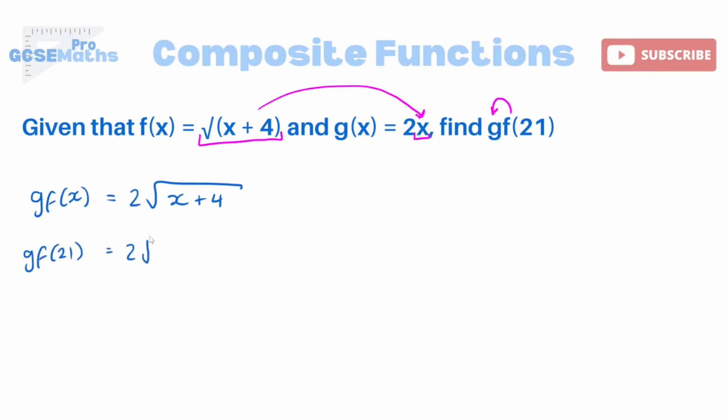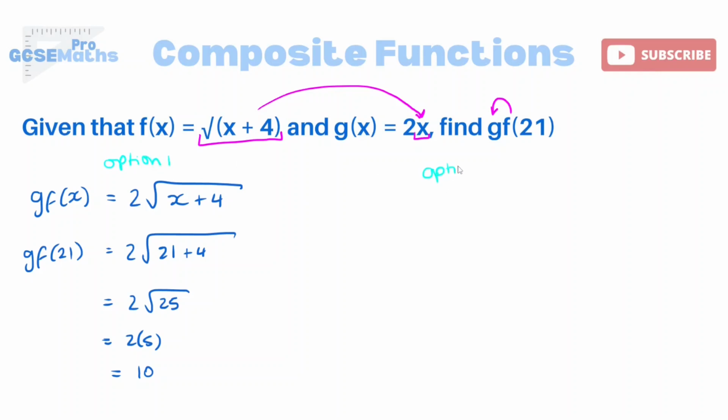So we've got 2 root 21 plus 4. Now you can see that that's going to make root 25. We can square root 25 to get 5, so it's effectively 2 times 5, which is 10. Okay, that one didn't have as much working out to do algebraically. So that was effectively if you chose to do option 1.